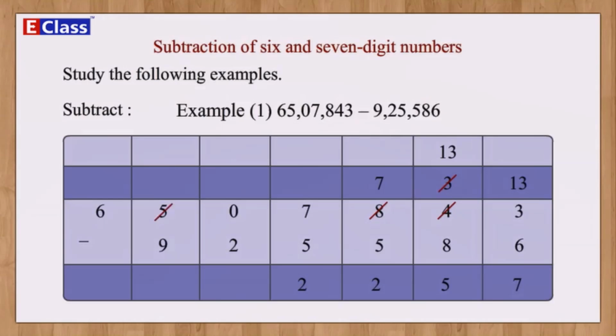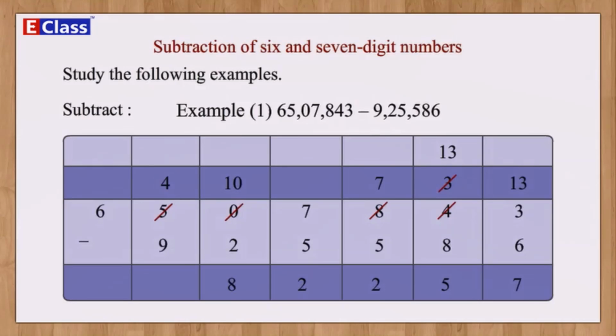Now, due to borrowing 1 lakh from 5 lakh of the lakh's place, we shall get 10 10,000s, and adding them into the 0 of the 10,000's place, we shall get 10 10,000s at the 10,000's place. Now, we can subtract 2 10,000s from 10 10,000s. Therefore, 2 10,000s subtracted from 10 10,000s, we get the remainder as 8 10,000s.